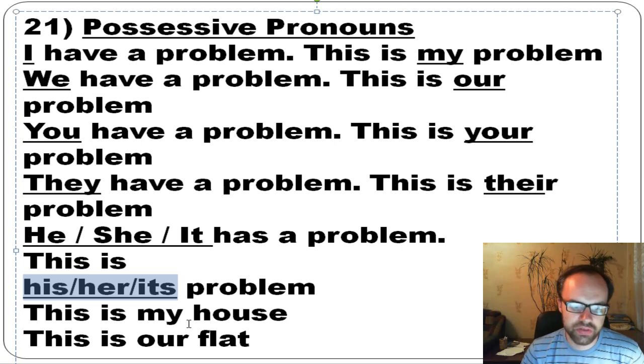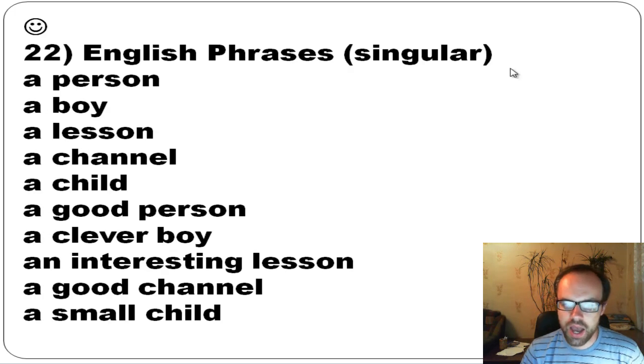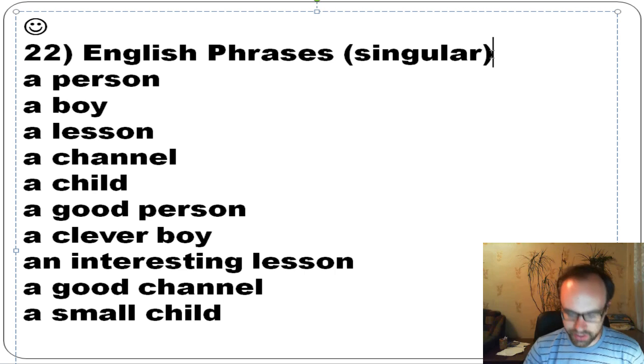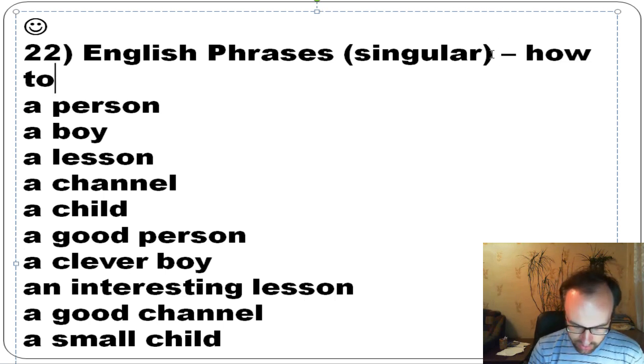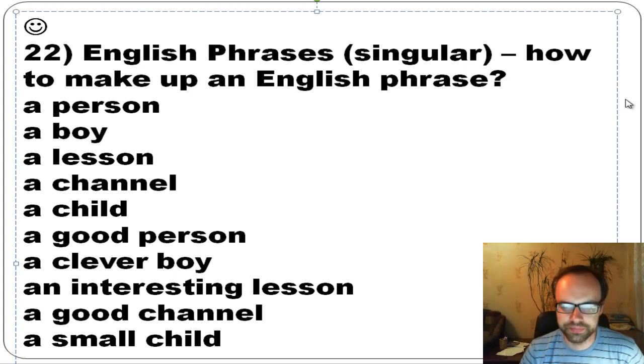So this is my house. This is our flat. So we call it possessive pronouns. My, our, your, their, his, her, its. Okay? Let's talk about English phrases. How to make up an English phrase. An English phrase. Okay?